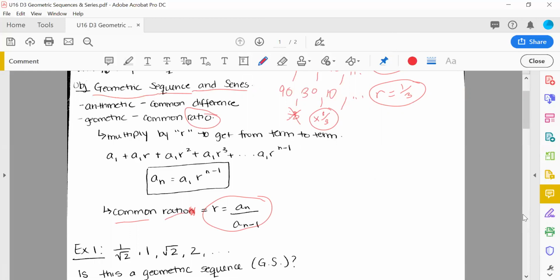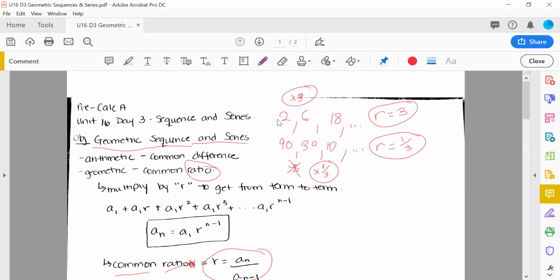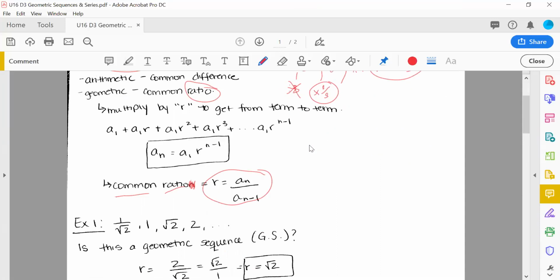Okay, to find the common ratio, instead of subtracting the term before it like you did with D, you take any term and divide by the term before it. So R could be 6 divided by 2. R could be 30 divided by 90, not the other way around, not 90 divided by 30. Second term divided by the first, or third term divided by the second. Any term divided by the previous term.